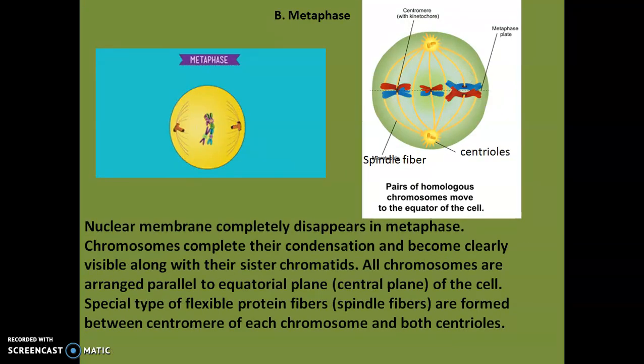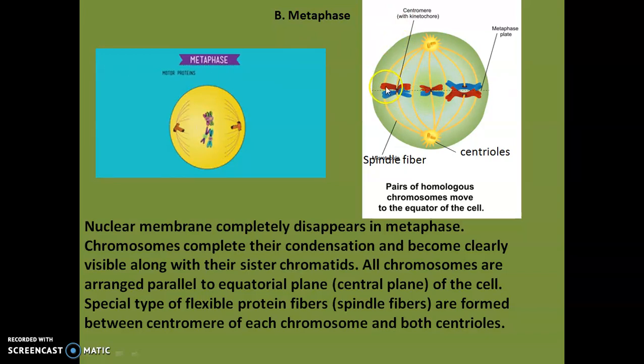Moving further to metaphase. Now what is happening in metaphase? The nuclear membrane completely disappears in metaphase. Chromosomes complete their condensation and become clearly visible along with their sister chromatids. As you can see in this diagram, the nuclear membrane has completely disappeared and we can very clearly see the chromosomes with their sister chromatids.